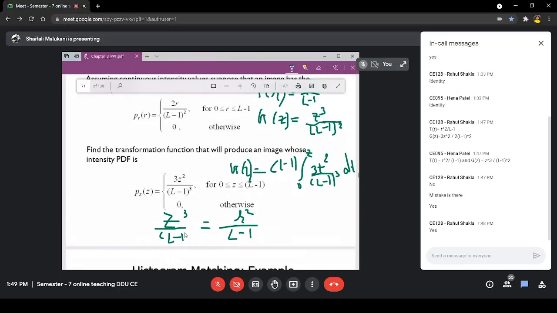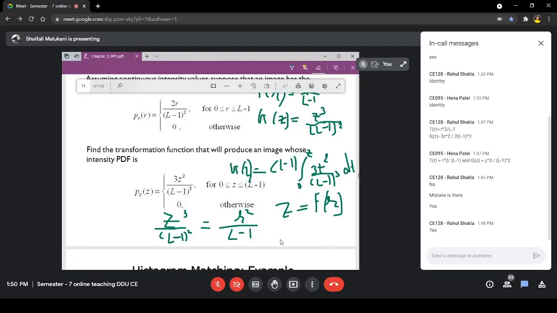Right, now what is my requirement? My requirement is Z in some form of R, some function of R. So what do I have to do? I have to take the inverse of this. That means if I want to remove this cube, I have to take the cube root. This L minus 1 square is in the denominator, so I have to multiply. So that is what inverse is, right? In short, obtain L minus 1 square. L minus 1 square will go here, cube root will be taken. Simplify, what will it be?